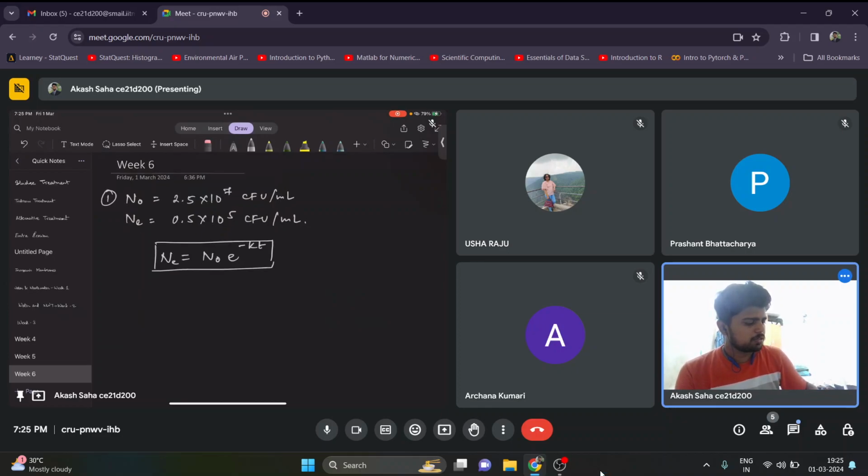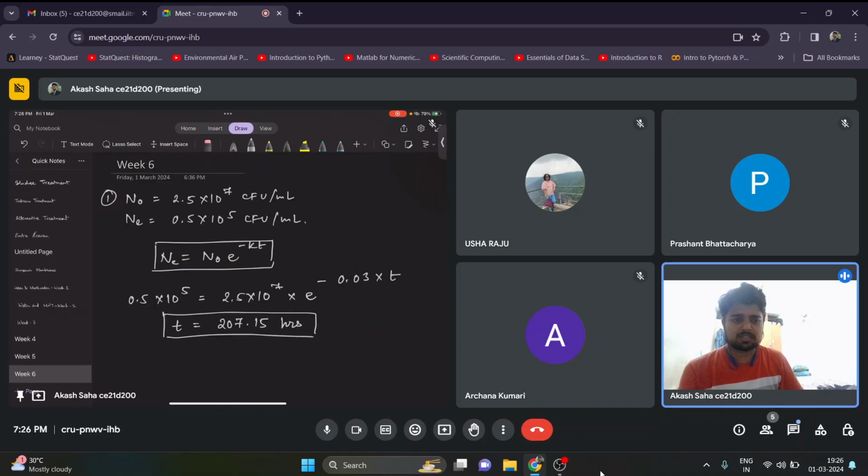So we know N, 0.5 into 10 to the power 5. We know N naught, 2.5 into 10 to the power 7, into e power minus k. K is given as 0.03 and it is in hours. So my final time will be also in hours. So if we calculate the time, it will be equal to 207.15 hours. Maybe some 8 to 9 days it is taking.